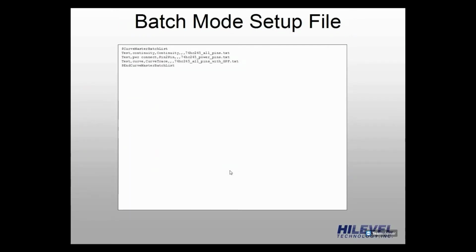Here is the batch mode setup file. As you can see, the structure is very simple. It starts with a keyword identifying it as a batch list file. This is followed by the lists of tests with the type of test and the setup file used. The file is closed with another keyword. One very important point is that the path to your files here is relative. The batch mode setup file and all of your supporting files must be in the same folder. So when you want to move the test to another folder, be sure to include all of the files needed.